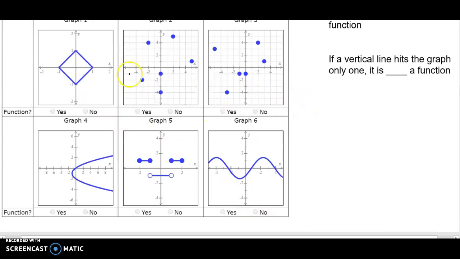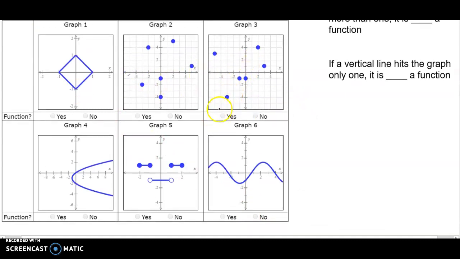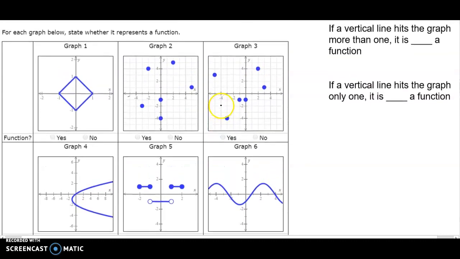You guys have probably heard of the vertical line test. What this ends up looking like is if a vertical line hits the graph more than once, it is not a function. If a vertical line hits the graph only once, it is a function. So we don't need to fill in that blank. It is a function. So let's go ahead and look at these.